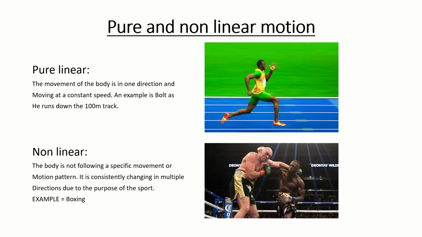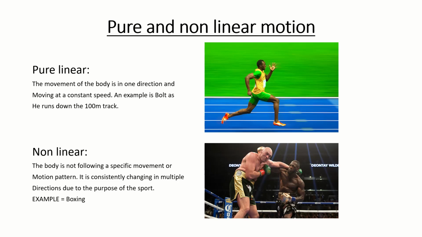Moving on is pure linear and non-linear motion. Pure linear motion is the movement of the body in one direction, moving at a constant speed. An example of this is Bolt, as he runs down the 100 meter track, as he will only be moving in one direction in order to try and win the race.